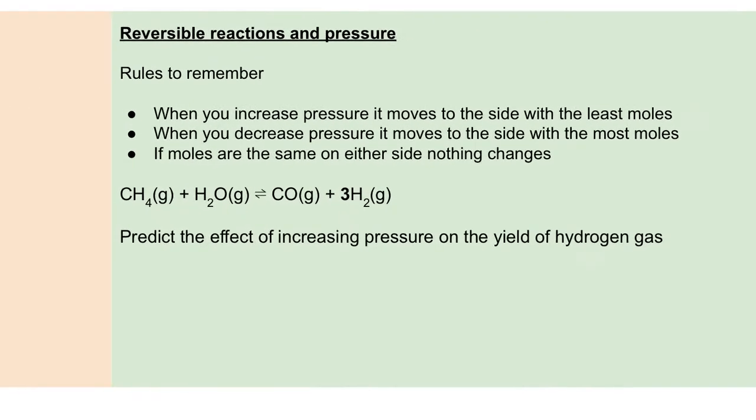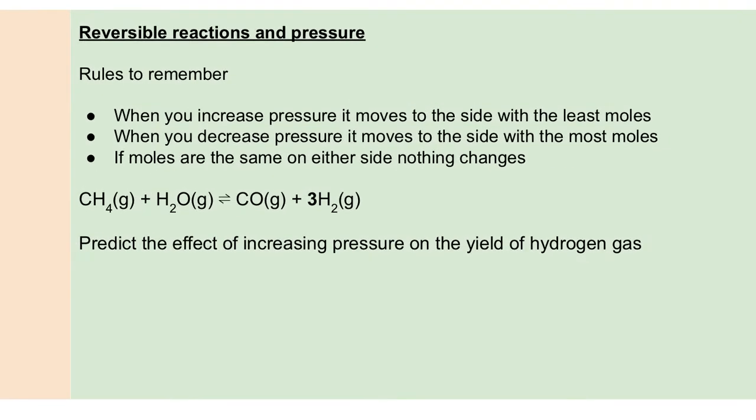So the first thing we're going to look at is reversible reactions and pressure. The first thing I want you to be thinking about in terms of pressure, before I even look at those rules, is that keyword pressure means we're going to start counting the number of moles on either side. So I can see on this side I've got 1 plus 1, so I've got 2 moles on that side. And on the right-hand side, I've got 1 plus 3, so I've got 4.